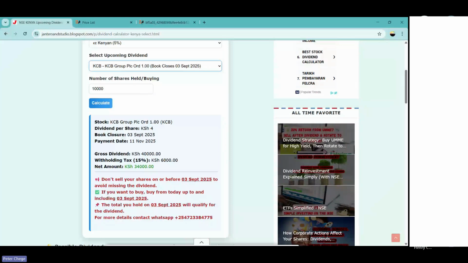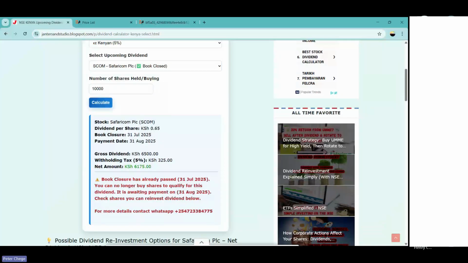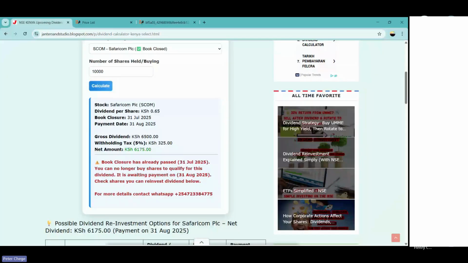If you go to, let's say, Safaricom, books are closed. Let's see what it says. That is the amount you receive for dividend. Books have already closed. They closed on 31st July. You can no longer buy this share to qualify for dividend. You can only buy it to qualify for next year's dividend. And it tells you it is awaiting payment.